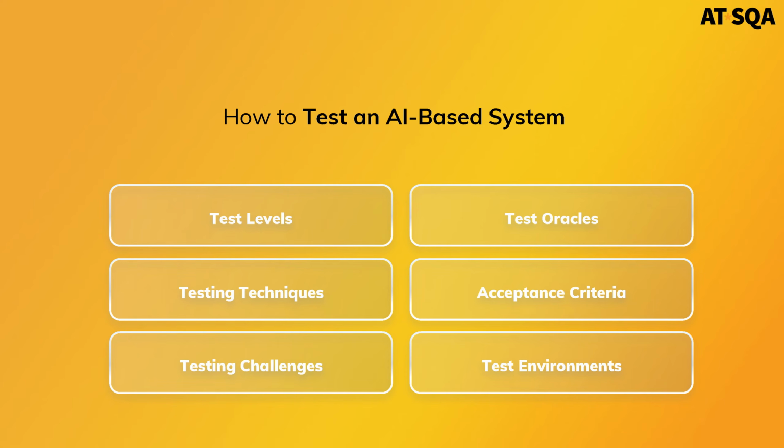Now, our third one is how to test an AI-based system. So we'll talk about the test levels. Are they still applicable? Do we still have unit testing, integration testing, system testing? What testing techniques work? What testing challenges are we going to have? How do we know it's right? What's the test oracle that we can use? Where do we get the acceptance criteria? Again, how do we know it's right?